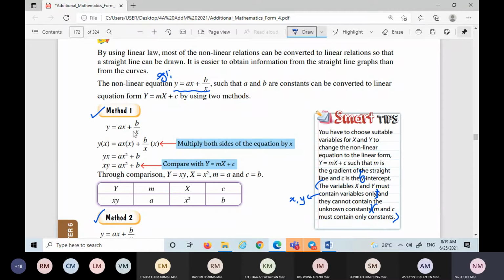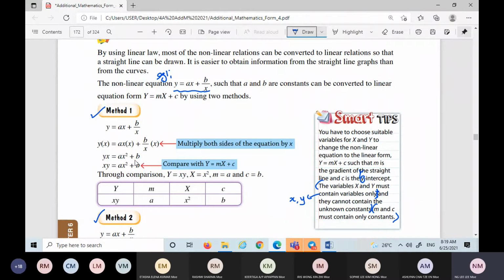If this is my C, but here I have over X. So how to get rid of it? So I will times X to every term. Multiply both sides of the equation by X. This one will get XY, this one will get AX squared. Now this term has no X and Y already, no variable already.